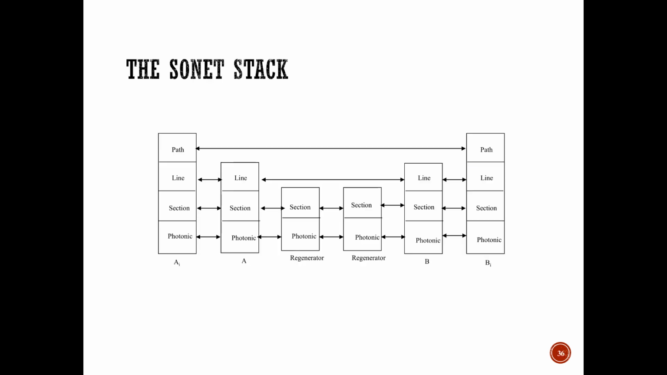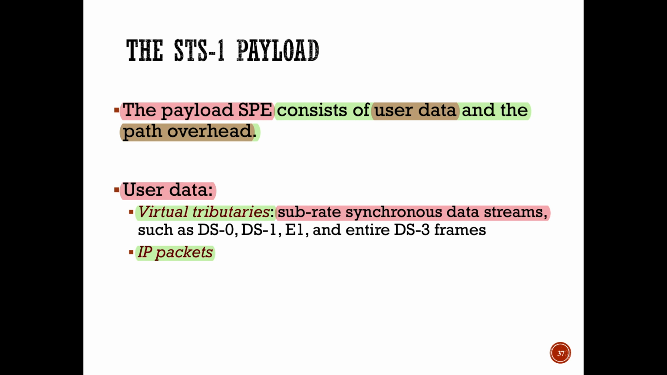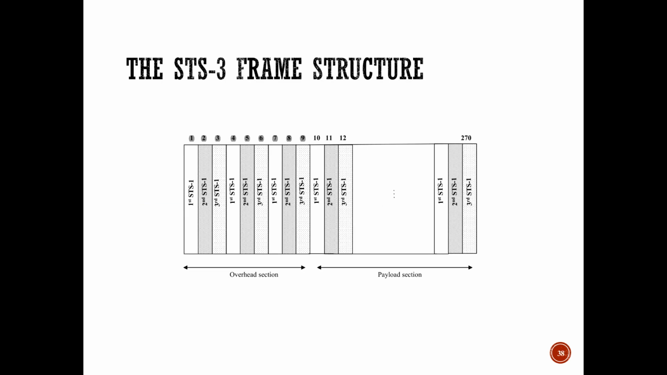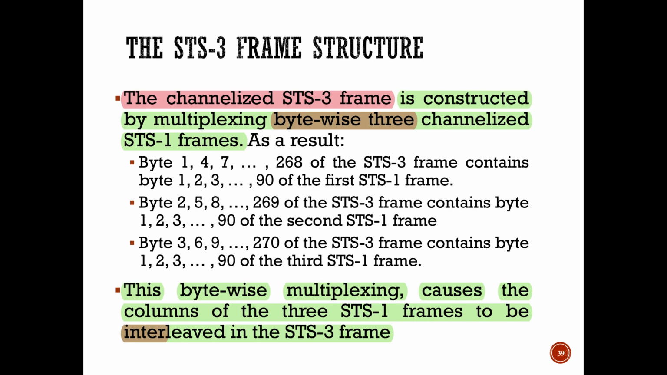The SONET stack, the STS1 payload. The payload SPE consists of user data and the path overhead. User data: virtual tributaries, sub-rate synchronous data streams such as DS0, DS1, E1, and entire DS3 frames, or IP packets. The STS3 frame structure, the channelized STS3 frame, is constructed by multiplexing byte-wise 3 channelized STS1 frames.